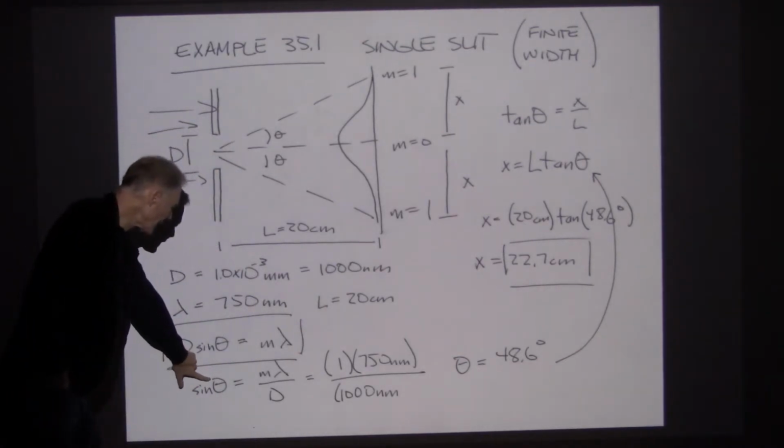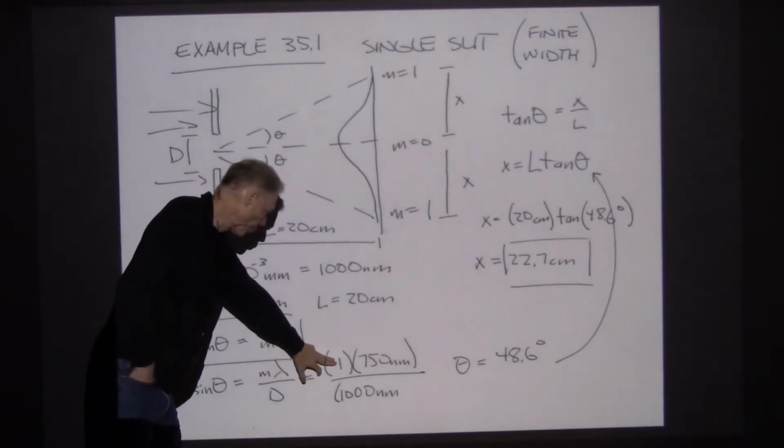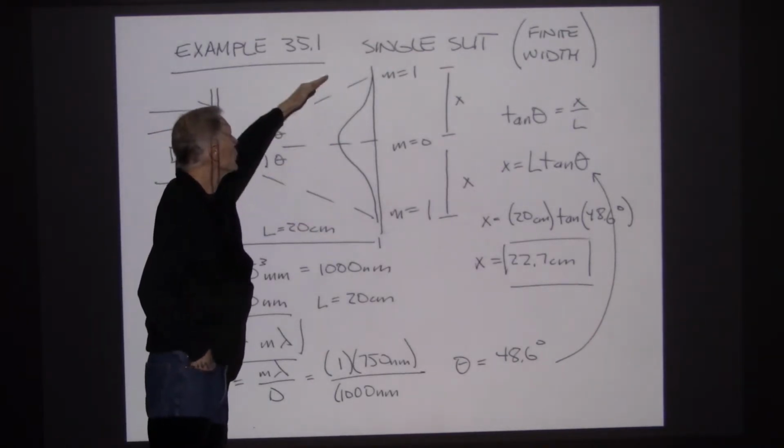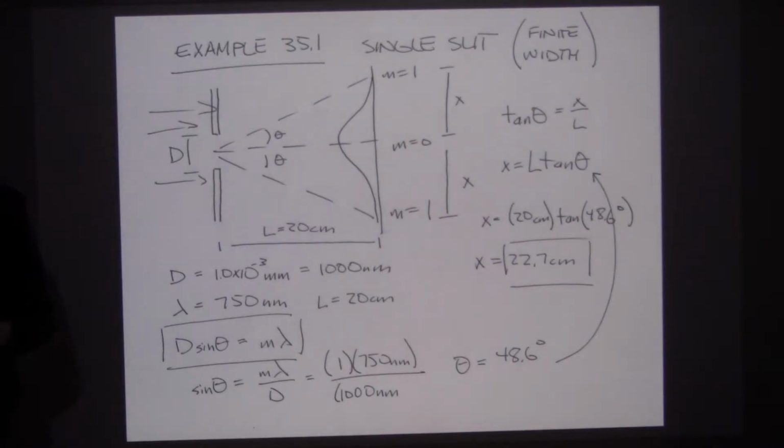So first of all, I went after the angle. Where are the m equals 1 locations going to end up? Because the m equals 1 will tell me the limit of where that central maximum ends.